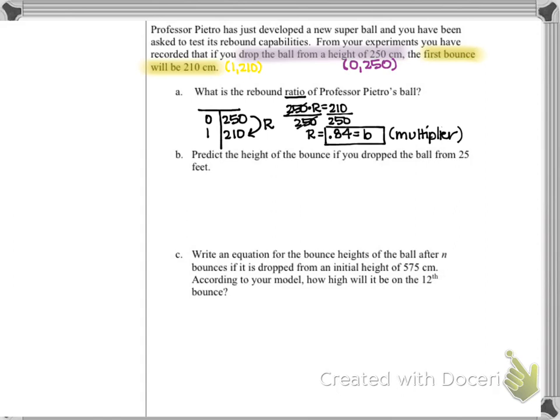All right. Predict the height of the bounce if you dropped the ball from 25 feet. I'm going to set up my equation here. I could do this a couple of different ways. I could continue my table. So one way is to continue the table. Or write an equation.